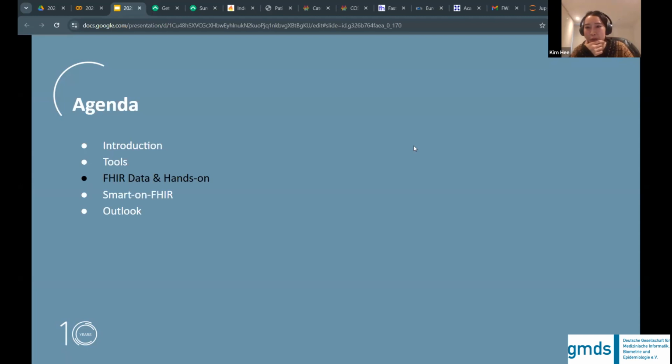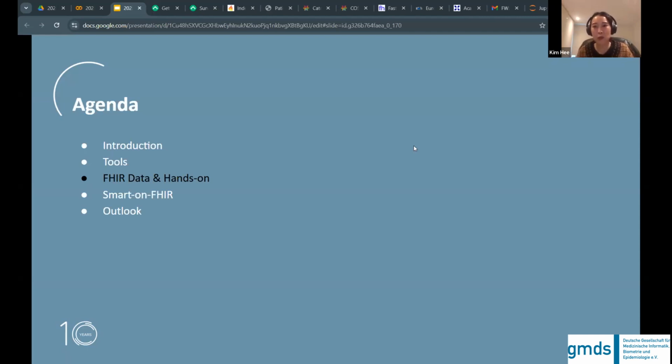Let me clarify what FHIR data is. It's an acronym of Fast Healthcare Interoperability Resources. The most important keyword is interoperability, in my opinion, because this FHIR data is meant to be used to exchange data, and exchanging medical data is very challenging because I believe you already know about this challenge.